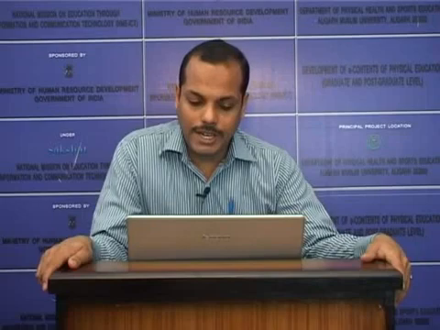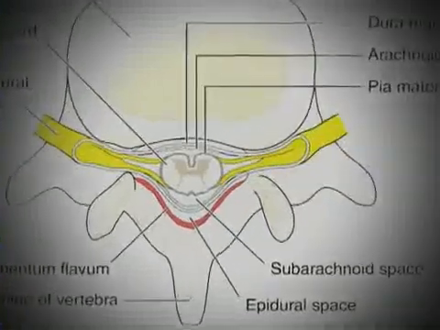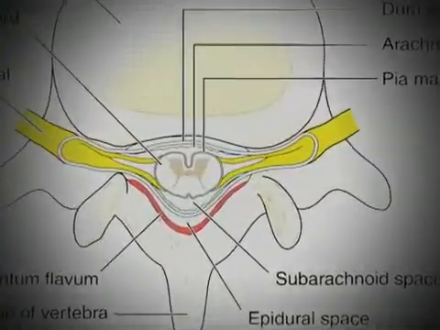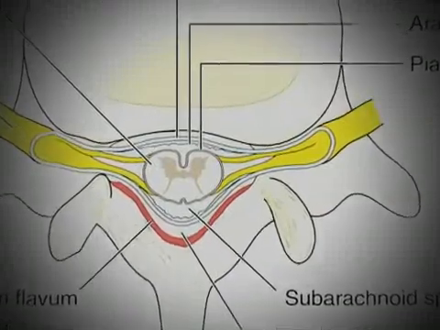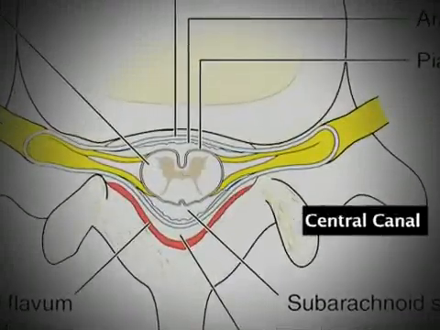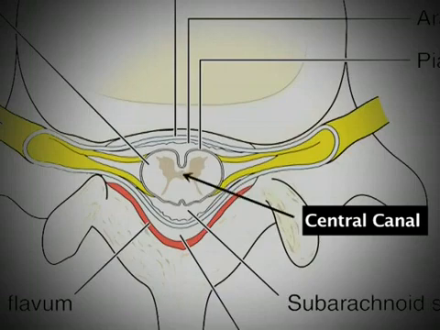Now, we were discussing the anatomy of the spinal cord. We'll go through the cross section of the spinal cord. Once you see the cross section, there will be a tiny central canal present at the center of the spinal cord. And this tiny central canal contains cerebrospinal fluid.